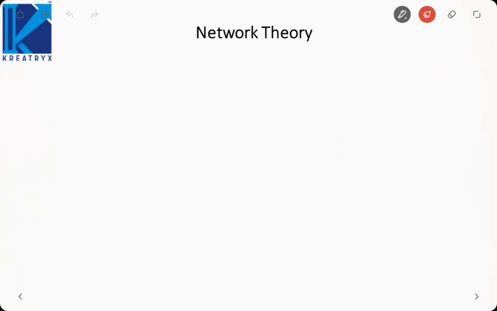Now the first subject that you must start with is network theory. Network theory forms the basis of many subjects. If you are very well aware of circuit analysis, then you can cover many more subjects which are your power subjects. So you must ideally devote 7 days to network theory, and the most important topic in this subject is circuit analysis.